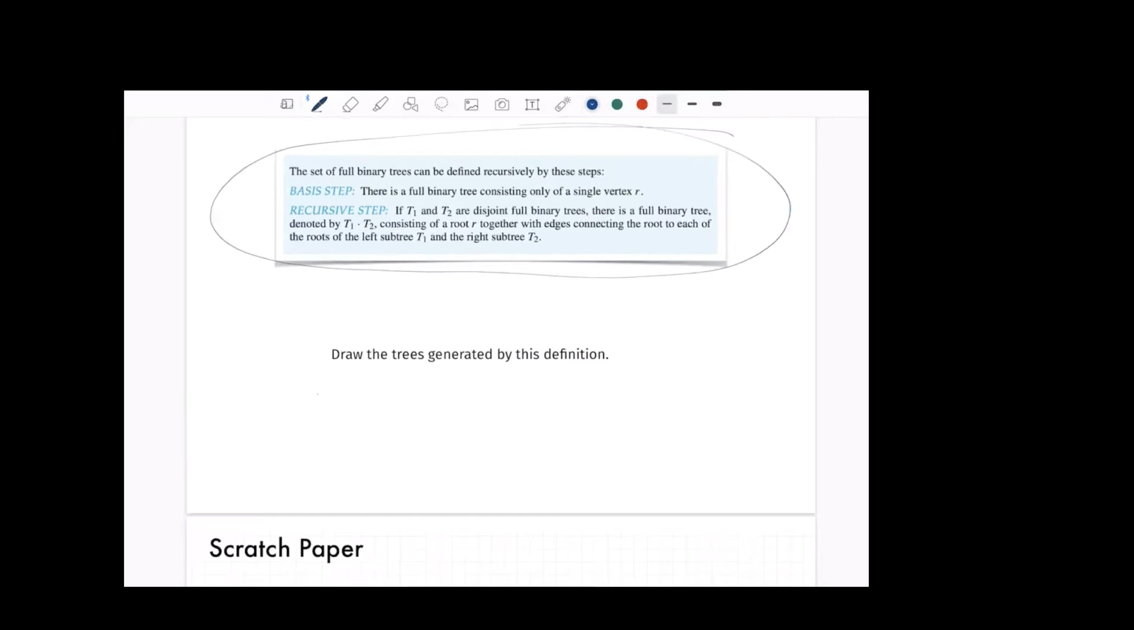So I know that this guy is a full binary tree. That's generated by the recursive step. It's just one node. That's what this guy says. Okay, it's called the root of this tree. It just has one node. That's basis step generates that. Basis step.